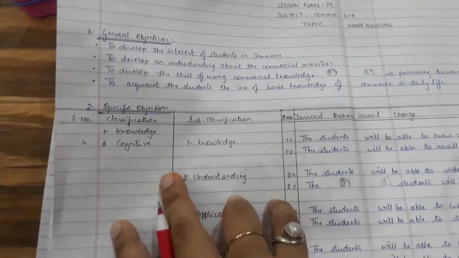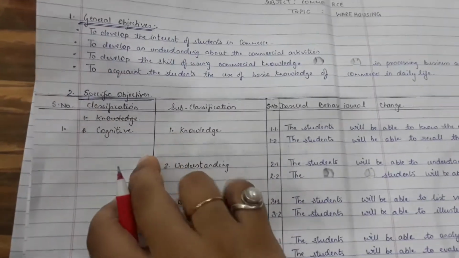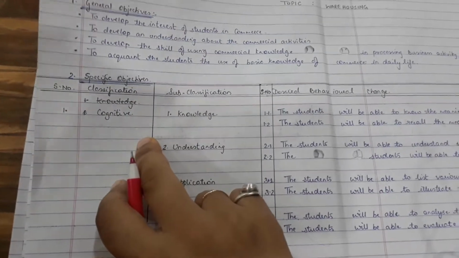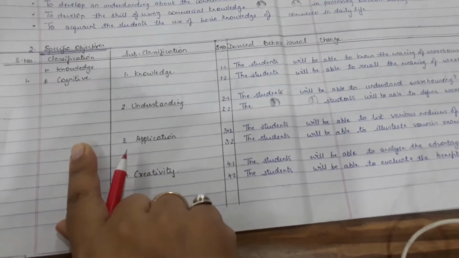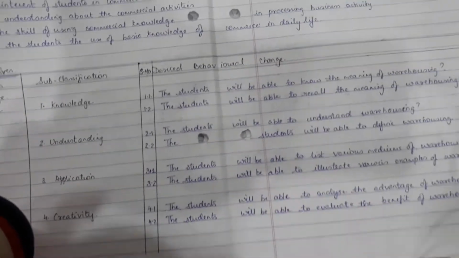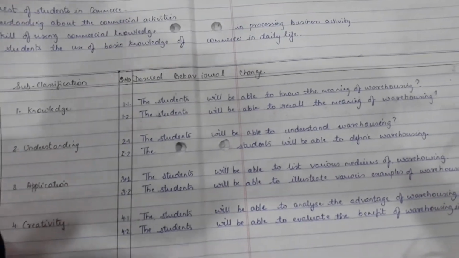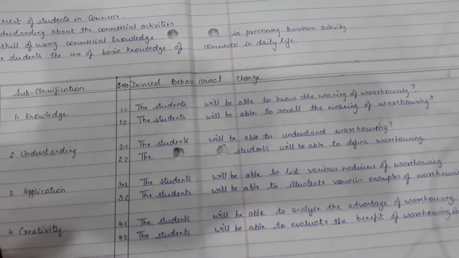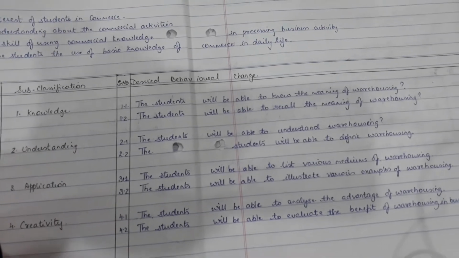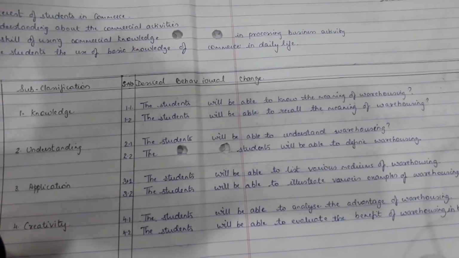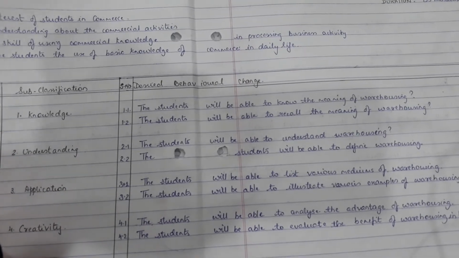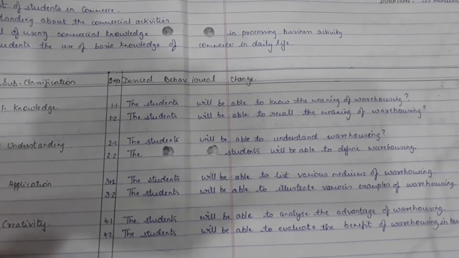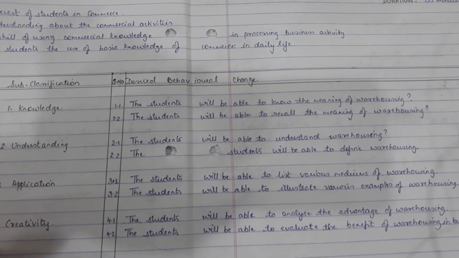After that, specific objectives, classification. In it first comes cognitive. In cognitive there are 4 parts, that is knowledge, understanding, application and creativity. And in knowledge we will be writing, the students will be able to know the meaning of warehousing, the students will be able to recall the meaning of warehousing. In understanding, the student will be able to understand warehousing, the students will be able to define warehousing.